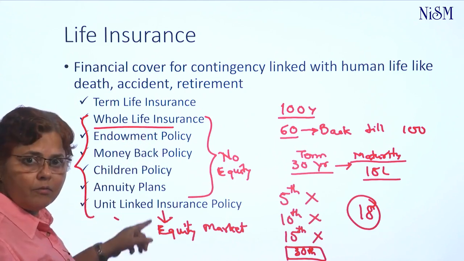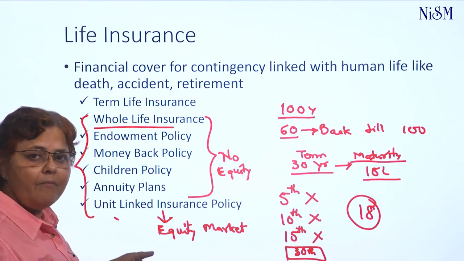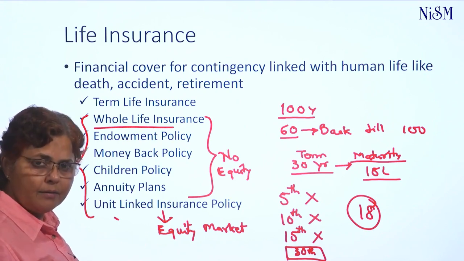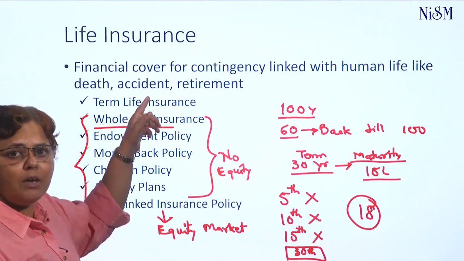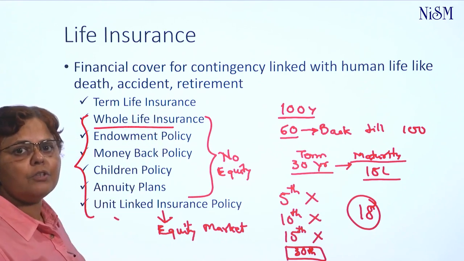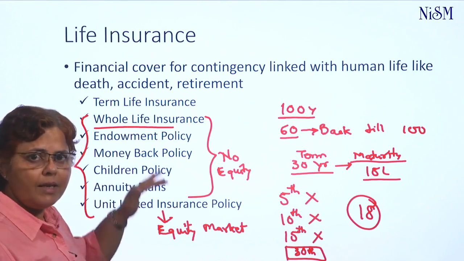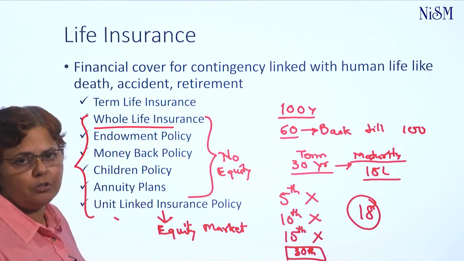From whole life policy till ULIP, the premium value will be very high for the same sum assured as compared to term life insurance, because term life insurance is pure insurance, whereas the rest of the policies have insurance plus investment in the picture.